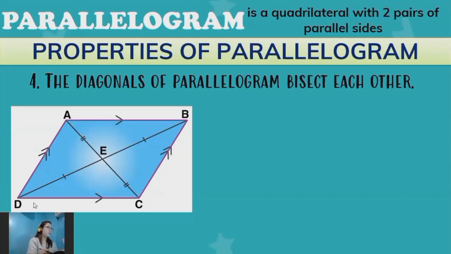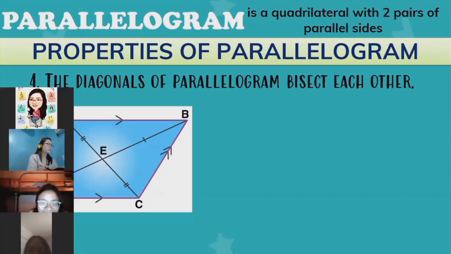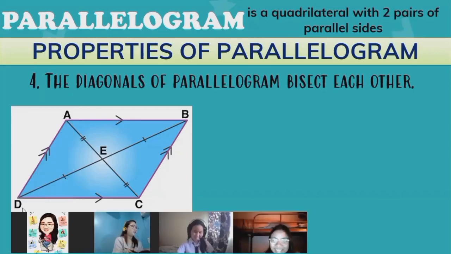Jillian? Four po. Four? It is still no. There are only two diagonals for a parallelogram. Okay?